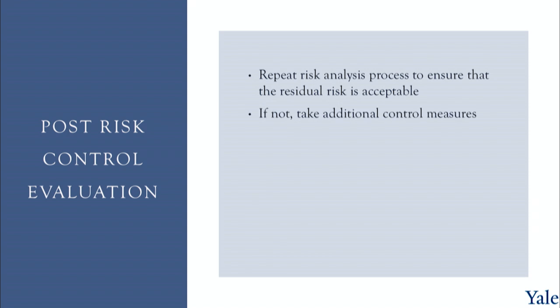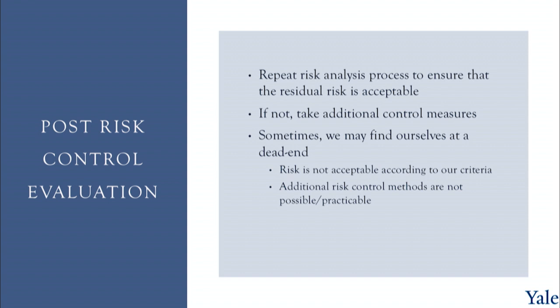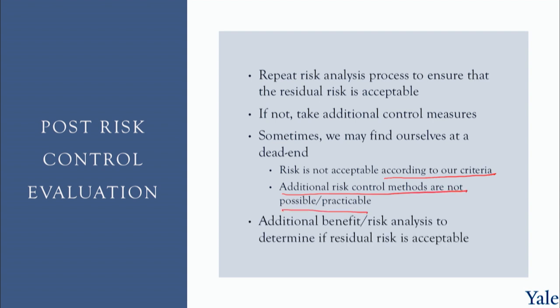If not, we may need to take additional control measures. We may need to try harder. And sometimes we find ourselves at a dead end. The risk is not acceptable according to our criteria, but there are no additional risk control methods possible, practicable. And at that point, we may need to perform additional benefit risk analysis to determine if the residual is acceptable. Maybe we were too conservative before, or it may mean that we go back and change our design and eliminate this functionality altogether because we cannot keep the risk level down to an acceptable level.